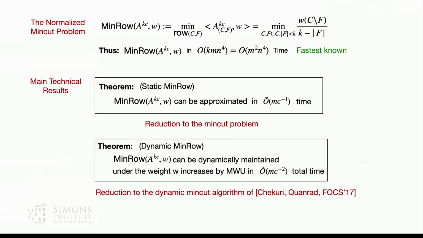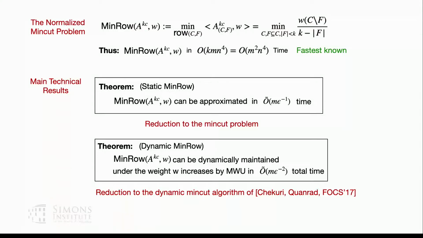The main technical result in this work is that we can solve this min row normalized min cut problem by a reduction to polylogarithmically many calls of min cut. Furthermore, the technique also works for even the dynamic setting. The reduction can also be done in the dynamic setting, basically the main dynamic min row.